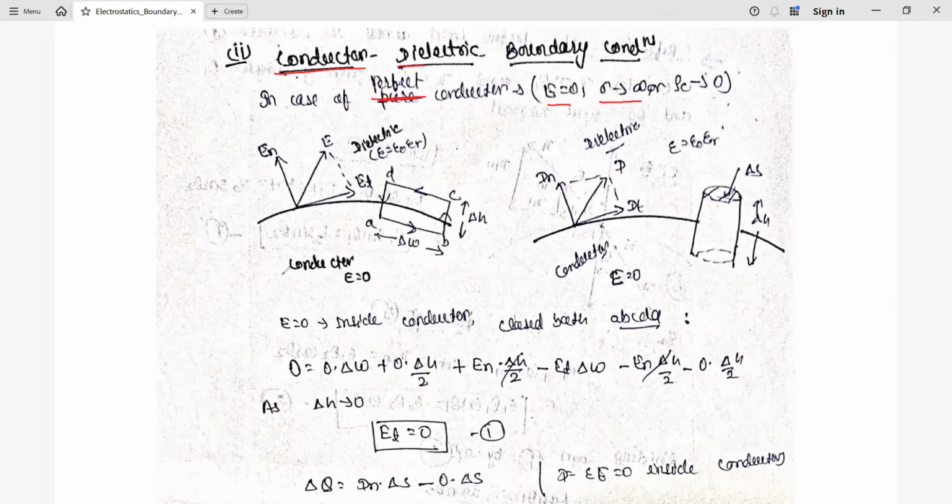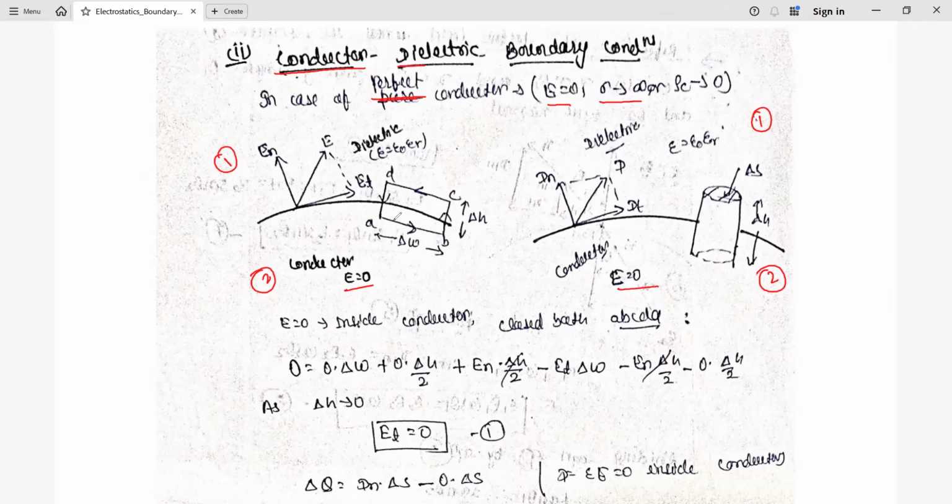So here, this is medium 2 and this is medium 1. Medium 1 is taken as the dielectric and medium 2 as the conductor. In medium 2, being a conductor, there is no electric field and no flux density. So everything we are going to discuss is in terms of medium 1.